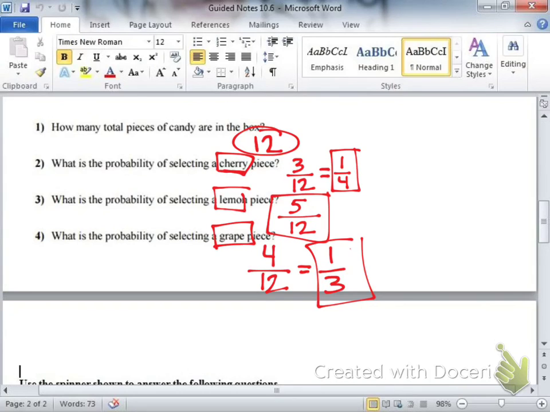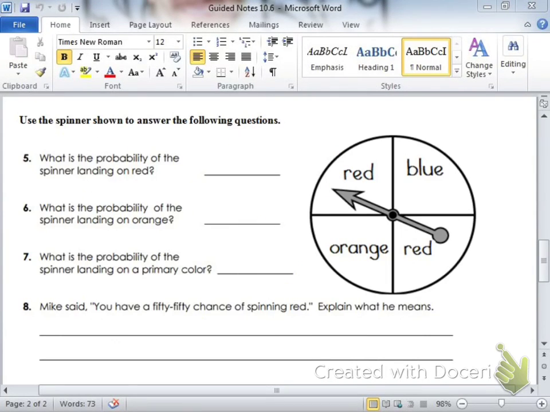Any questions so far on the front page of your notes? All right, so on the back we're working with this spinner. You guys have played board games with a spinner, right? You flick it. Sometimes there's a little knob, you turn it, right? So it spins randomly, you don't know where it's going to stop, all right? So we're going to talk about some probabilities here.